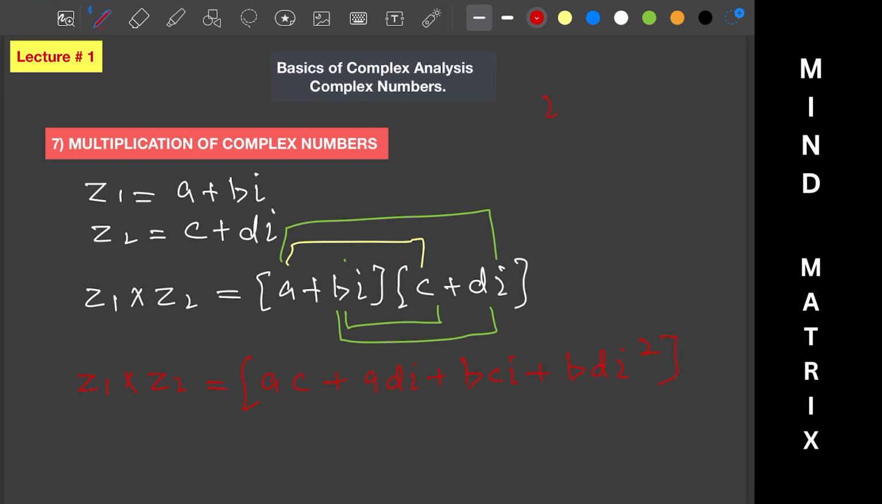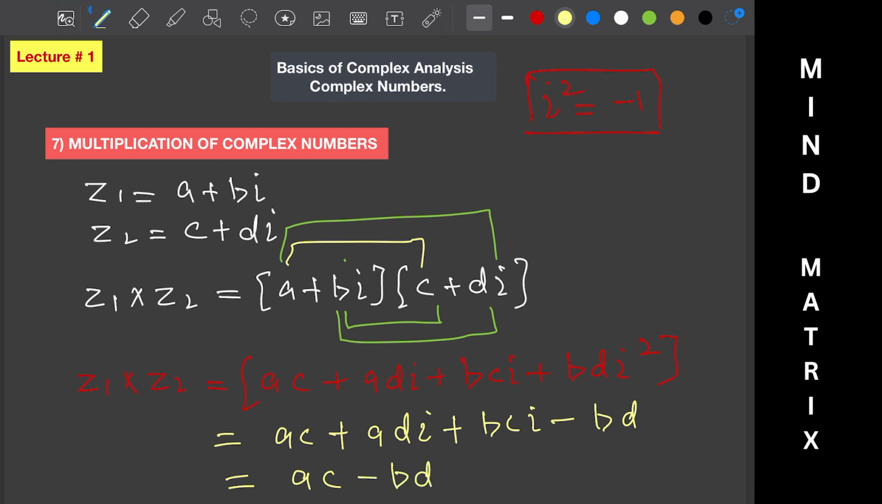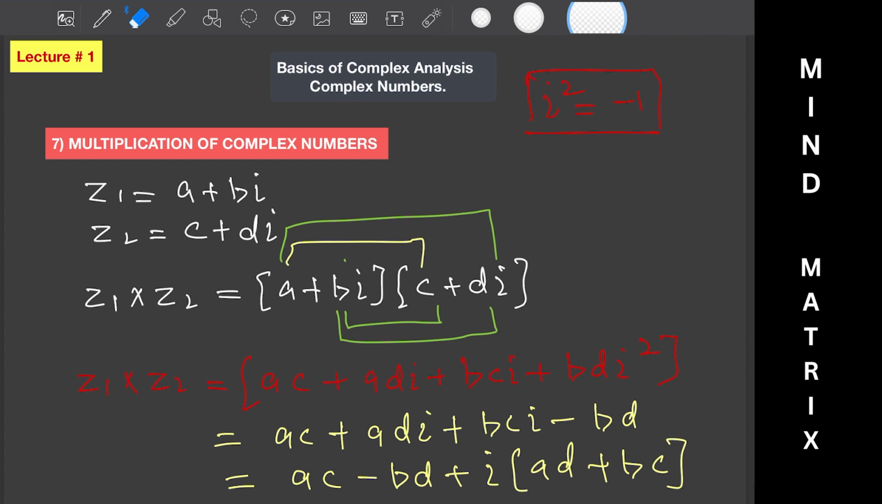As we know from previous classes, iota square equals minus 1. So when we solve this, we will have ac plus ad iota plus bc iota minus bd. So further solution, ac minus bd plus, taking iota common, ad plus bc. That's the required solution. Now let's solve an example to get a better understanding.